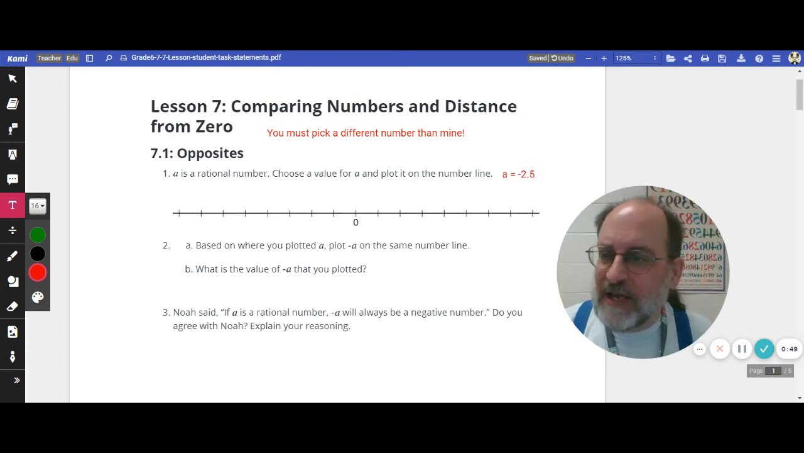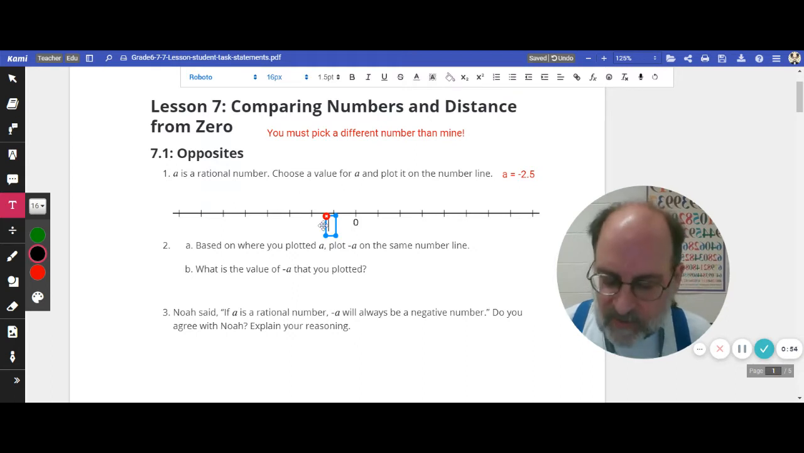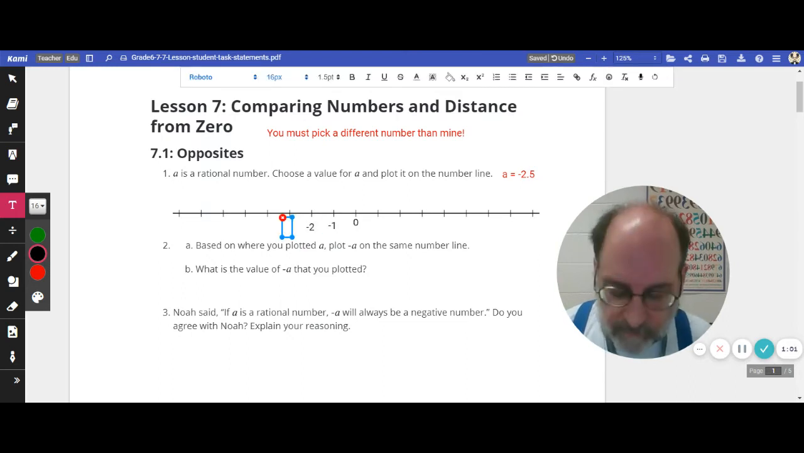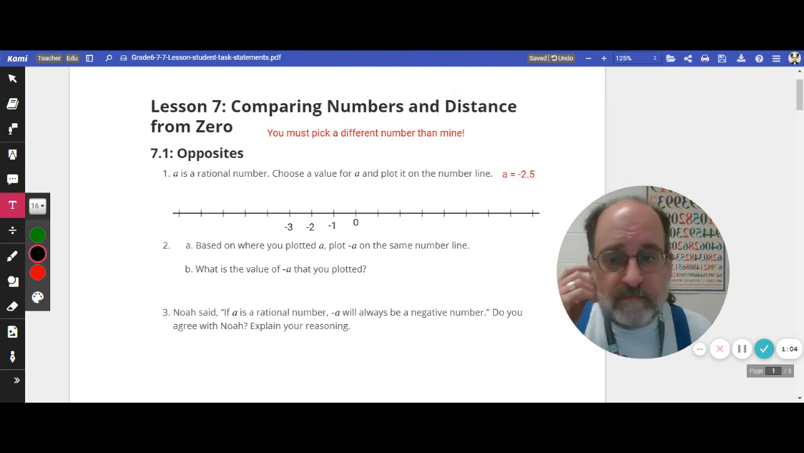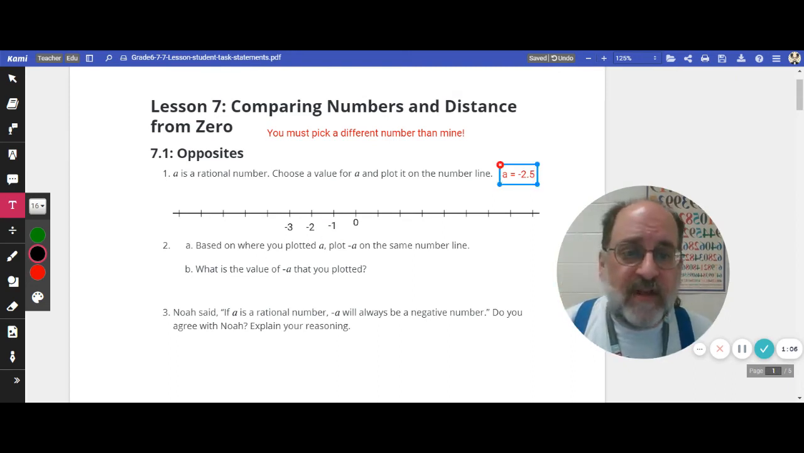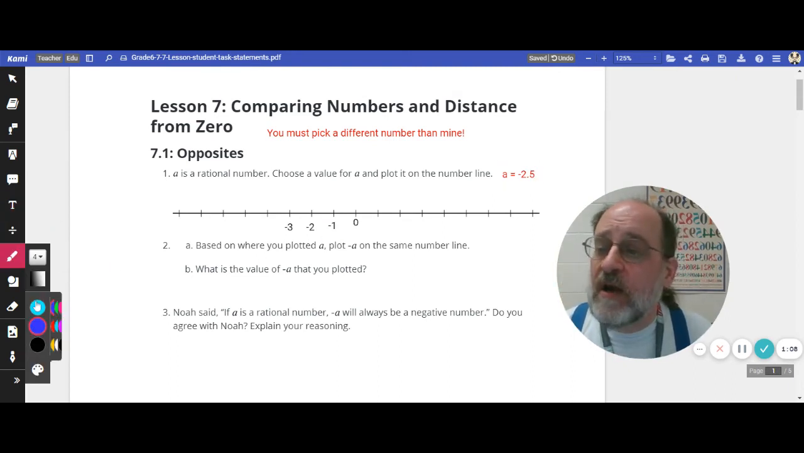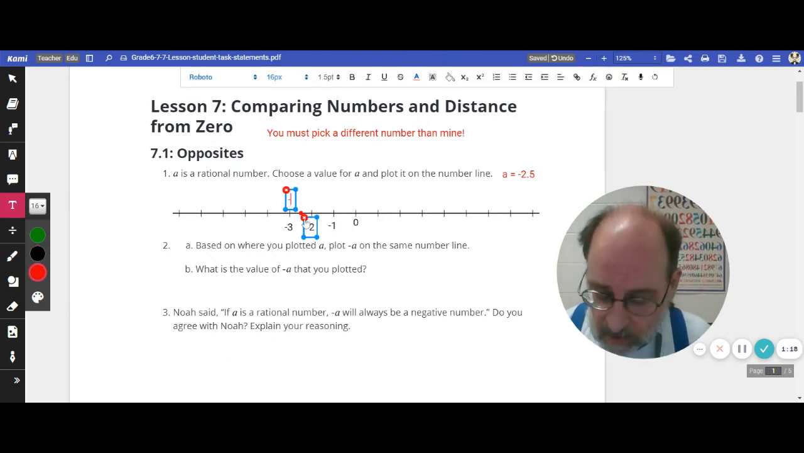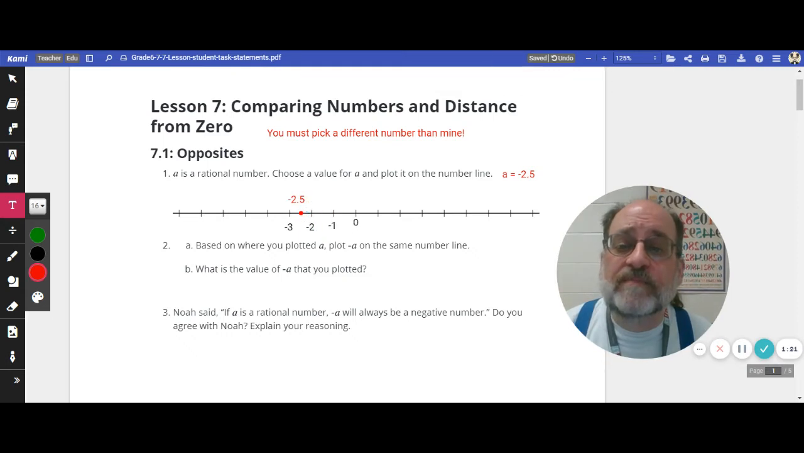So I want to put this on my number line. If it helps, what I will do is I will put some numbers on my number line here. Okay, and let's put a dot on there. And I should be right between -2 and -3. Let's put something on here in red. That's what I've got. All right, so I plotted that number.